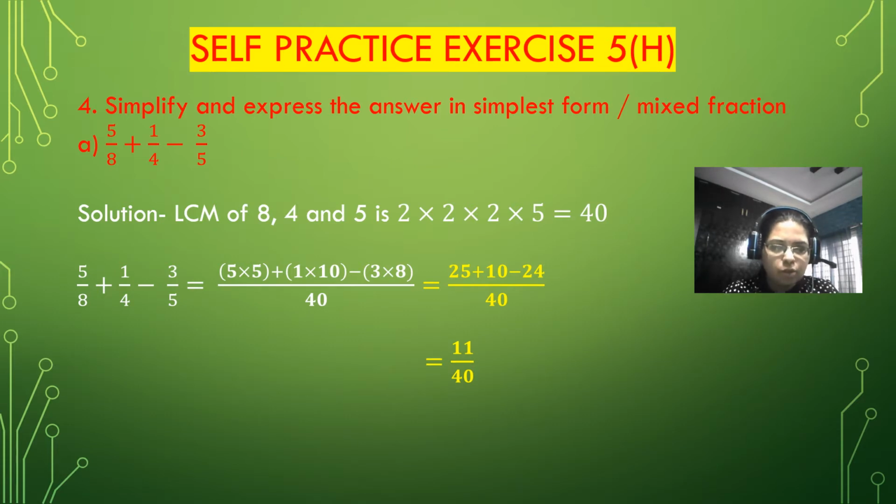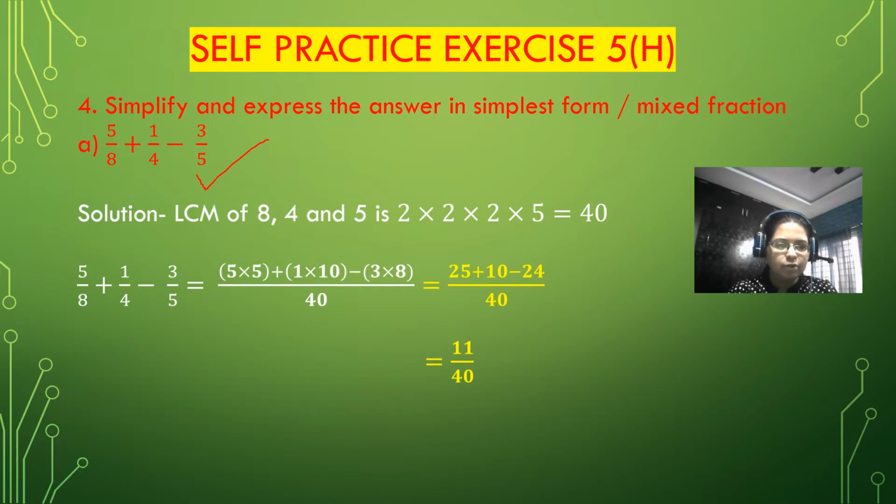Now we solve question number 4. Question number 4 is simplify and express the answer in simplest form or mixed fraction. First bit is 5 divided by 8 plus 1 divided by 4 minus 3 divided by 5. First we have to find out the LCM or LCD of the denominators 8, 4 and 5.